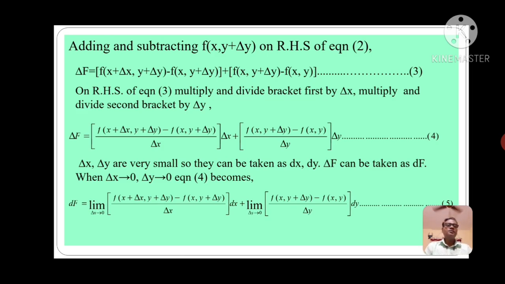Delta x, delta y are very small, so they can be taken as dx and dy. So delta f can be taken as df. When delta x tends to 0, delta y tends to 0, equation 4 becomes df is equal to limit delta x tends to 0 in the first bracket f of x plus delta x comma y plus delta y minus f of x comma y plus delta y upon delta x, into dx, plus limit delta y tends to 0 in the second bracket f of x comma y plus delta y minus f of x comma y upon delta y, into dy, equation 5.